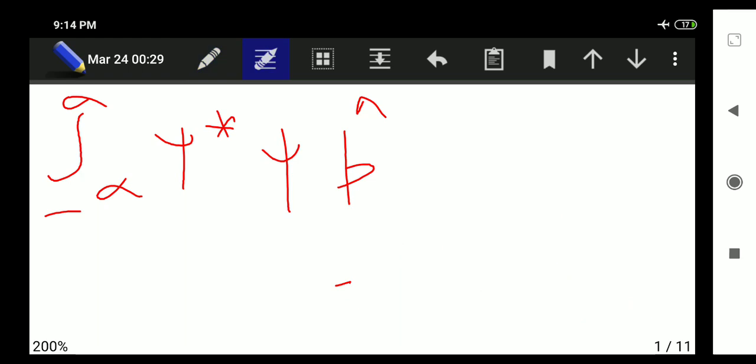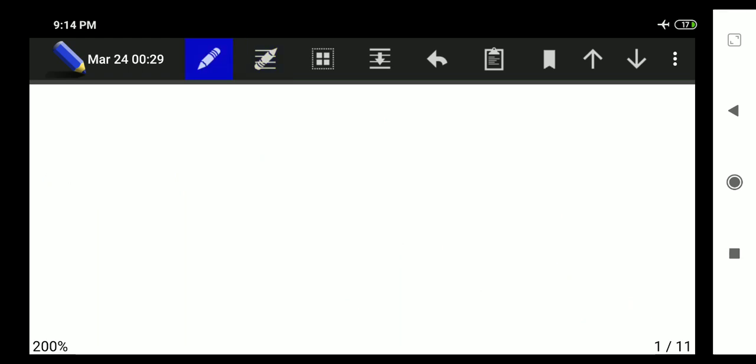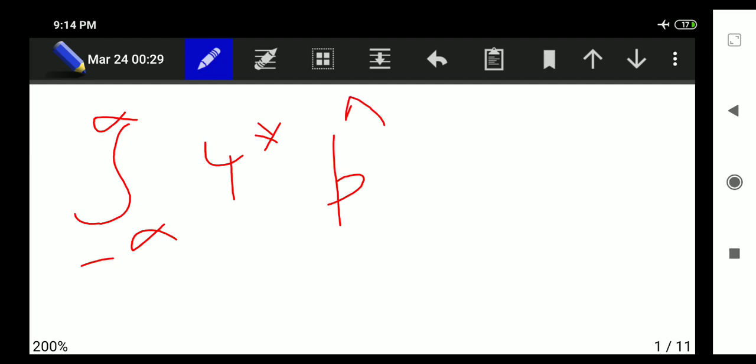So the only option that remains is the integral from minus to plus infinity of psi star, p cap, or any dynamical variable's corresponding operator, acting on psi(x,t), if it is one dimension. This is the only thing left for us to calculate the expectation value, and that's why we calculate it this way.